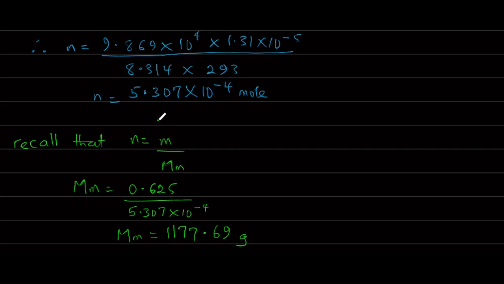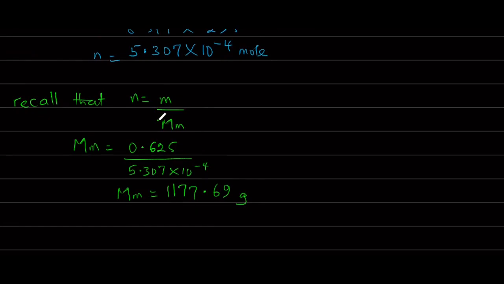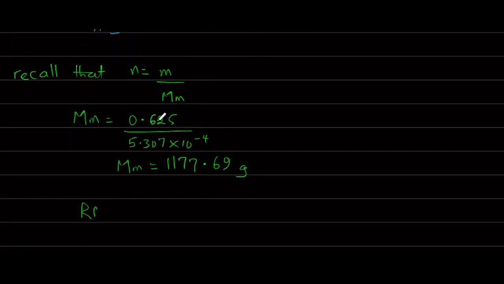But we are not solving for molecular mass. The question says we should solve for relative molecular mass. Relative molecular mass has no unit, and in that case, the value is going to be 1177.69 without unit. If it is molecular mass, it's going to have a unit of gram. We have discussed that under mole concept and Avogadro's number in our other videos, so you can check for it to get the difference between molecular mass, molar mass and relative molecular mass as well. So let's look at another question related to Victor Meyer's experiment.